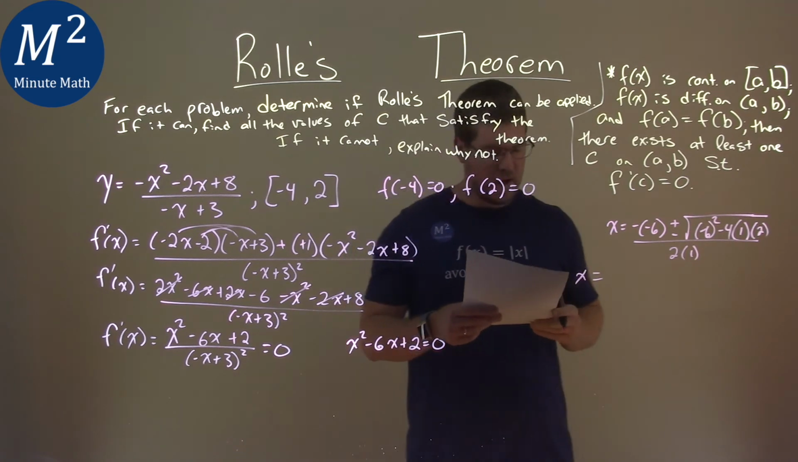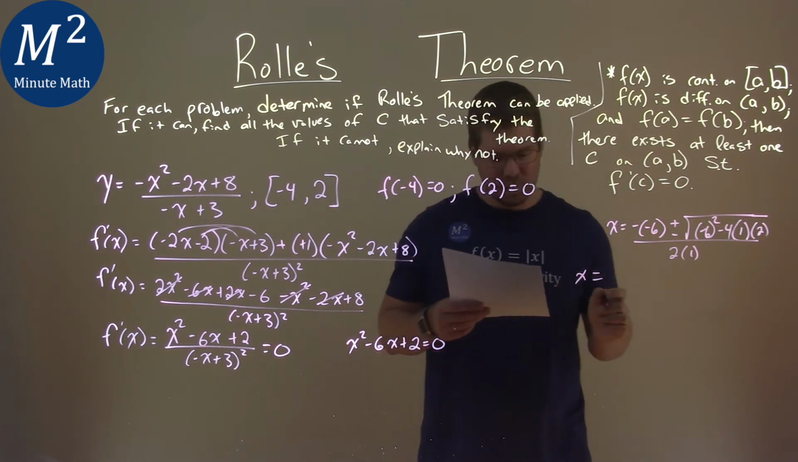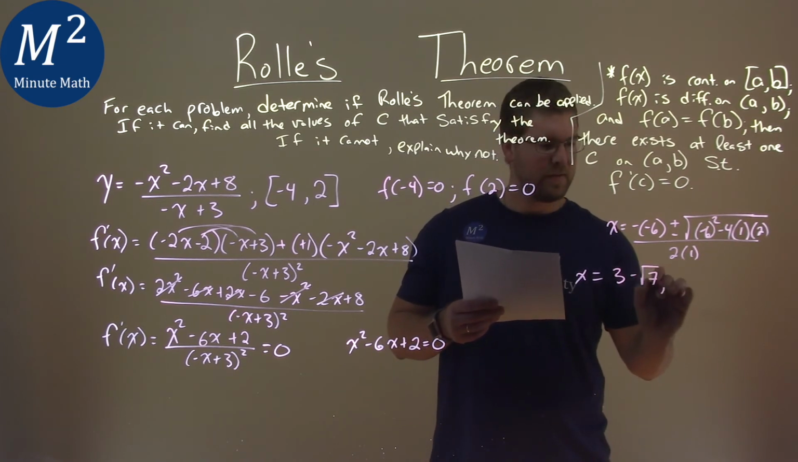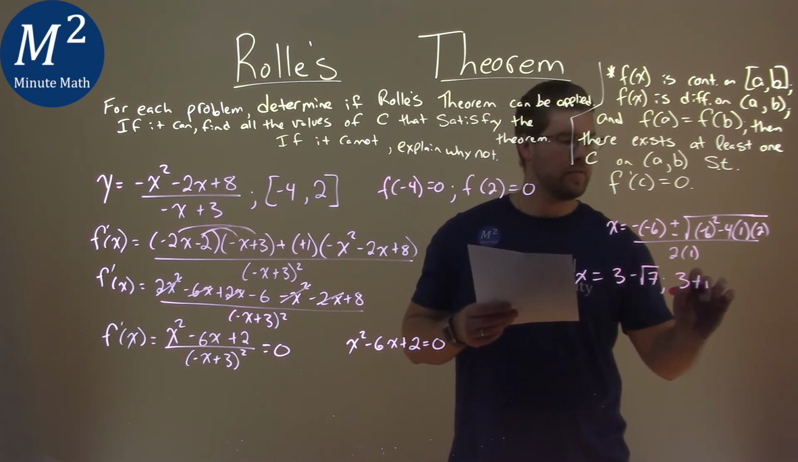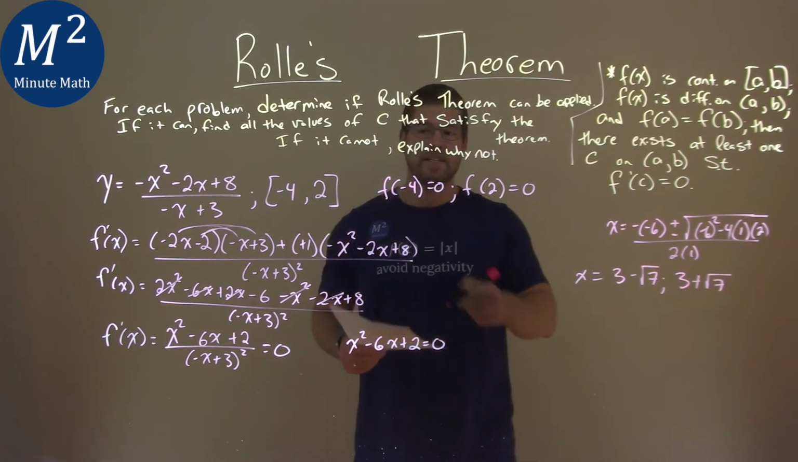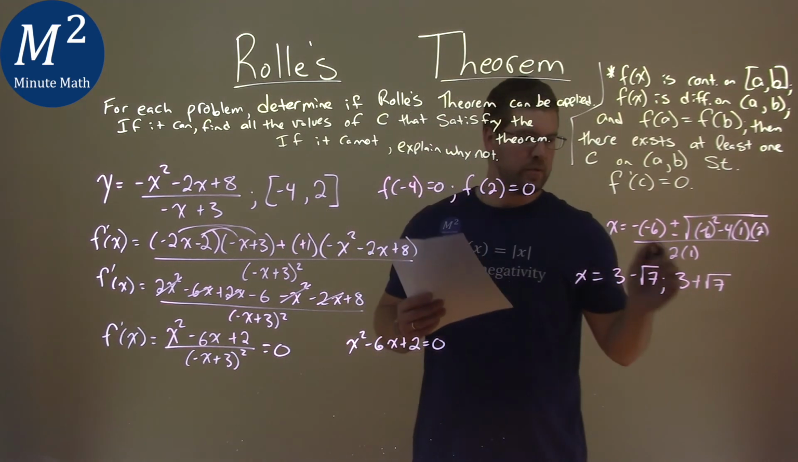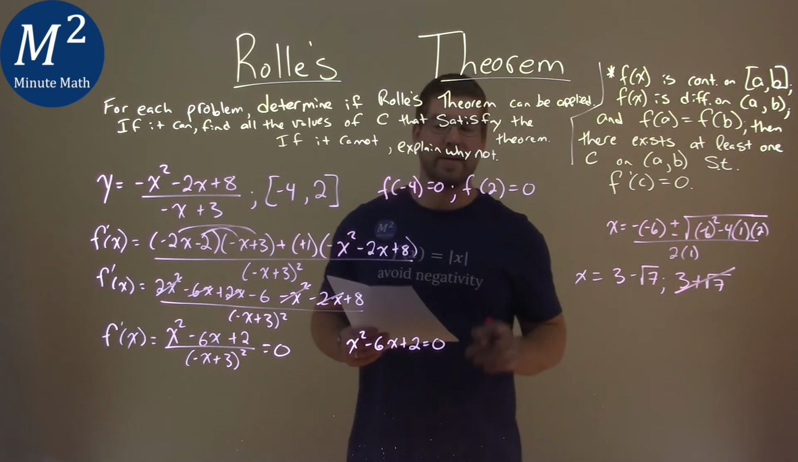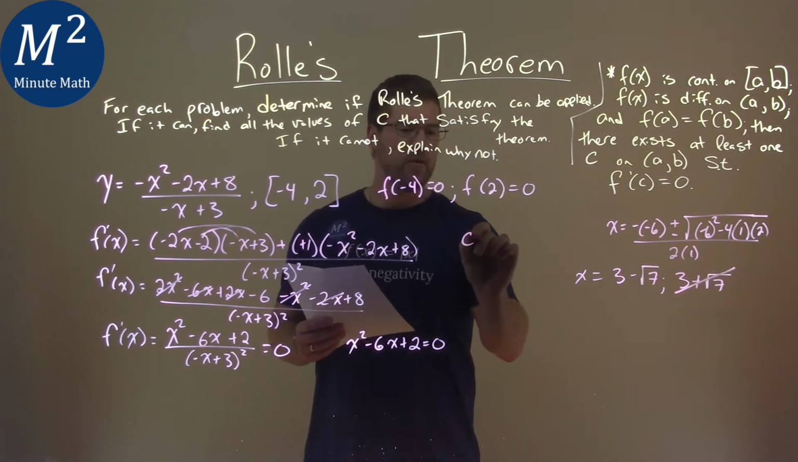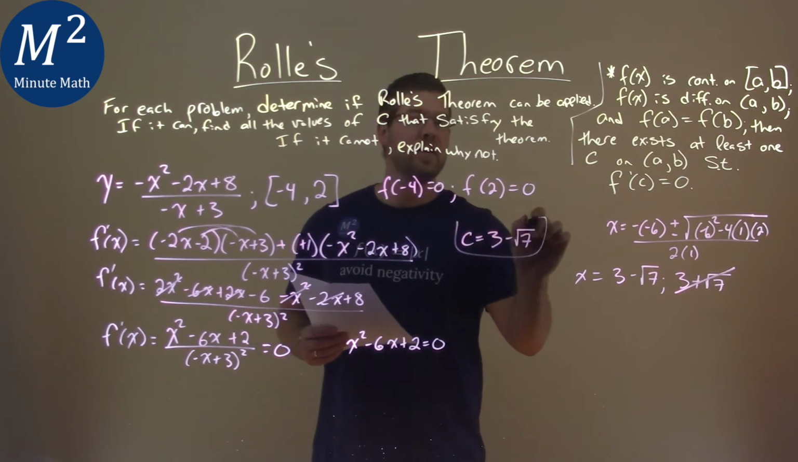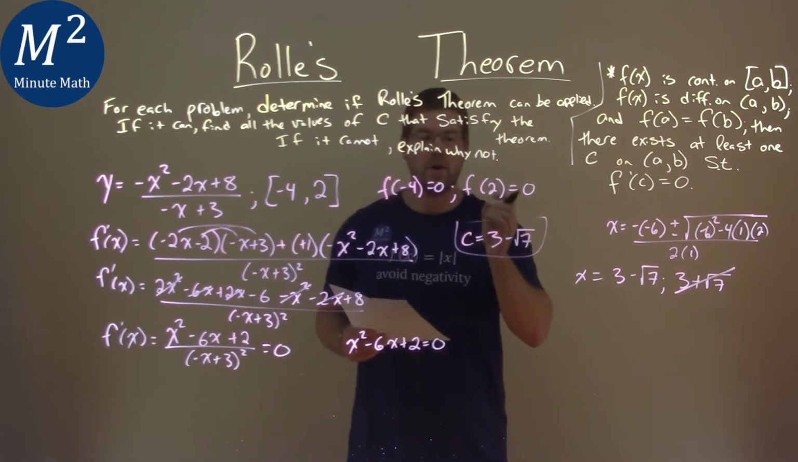Now, luckily for you, I solved this, but you should know the quadratic formula here, and that is 3 minus the square root of 7, and 3 plus the square root of 7. The 3 plus square root of 7 is outside of our interval that we were looking at, so we don't use that one, and we can only use the first one because it's within our interval. So our c value is equal to 3 minus square root of 7, and that is the c value here that satisfies our theorem.